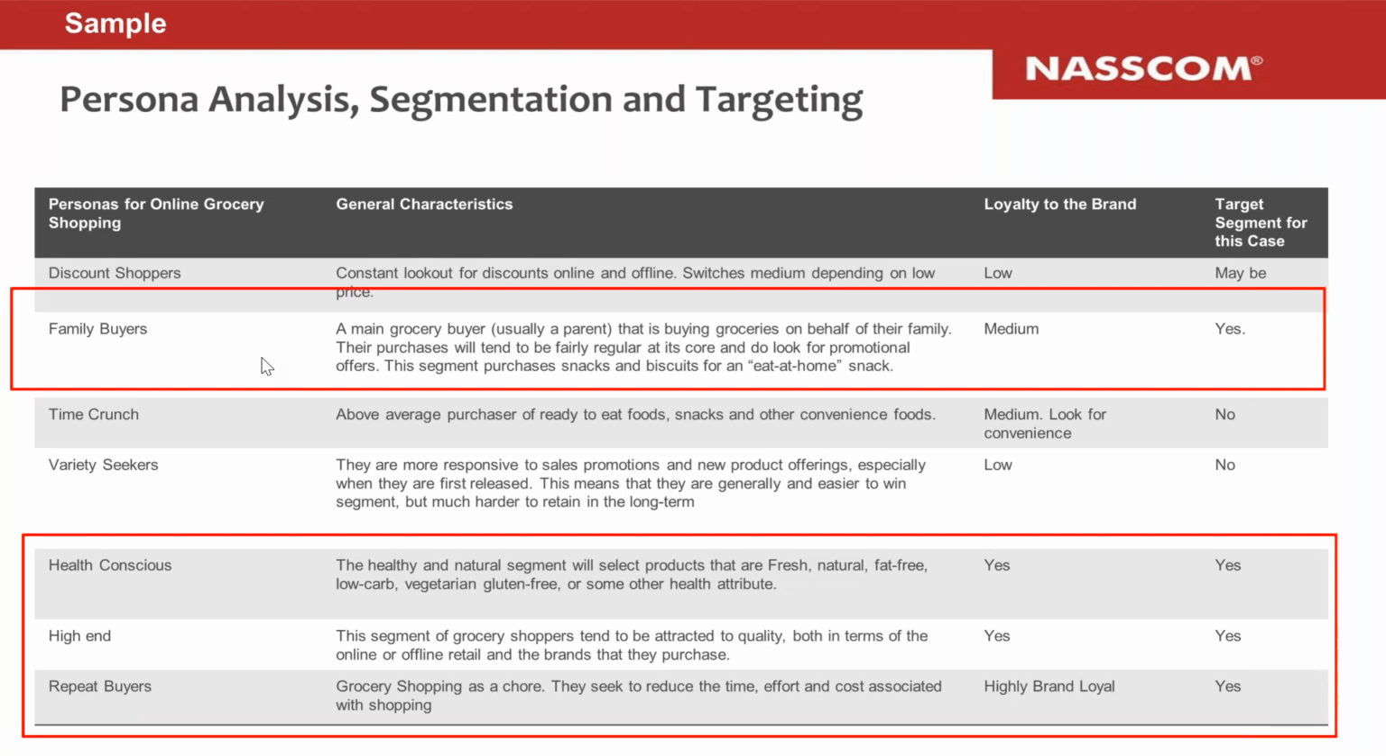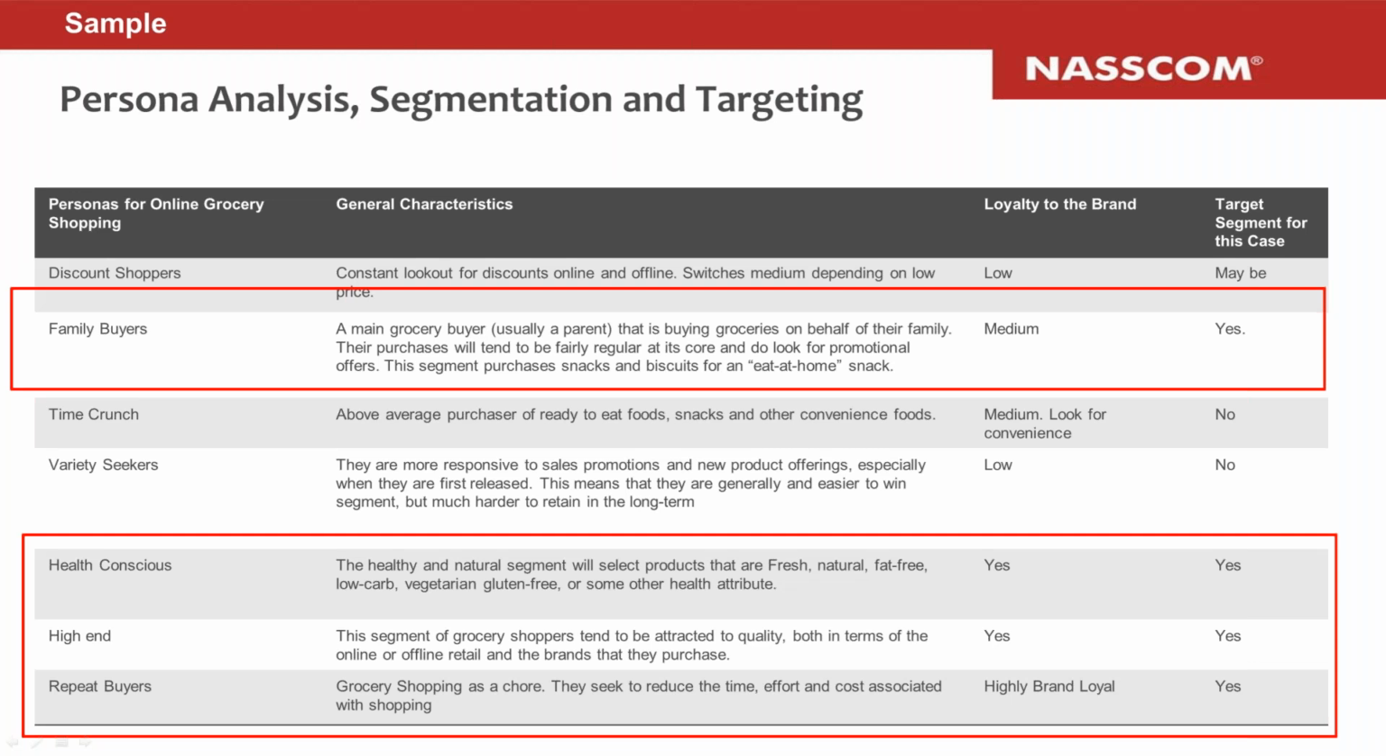Their loyalty to the brand is little medium, but then you might want to consider them as a target segment for this case. The other three sets, which are very, very important, because we chose quality as a theme, we would want to consider health-conscious folks. Health-conscious folks are the folks who are actually looking for fresh, natural, fat-free, low-carb, vegetarian, gluten-free, and so on. These are definitely the people who will be loyal to your brand. In case you provide them the right solution to the market problem, they will stick to your brand. And this should definitely be your target segment for this case.